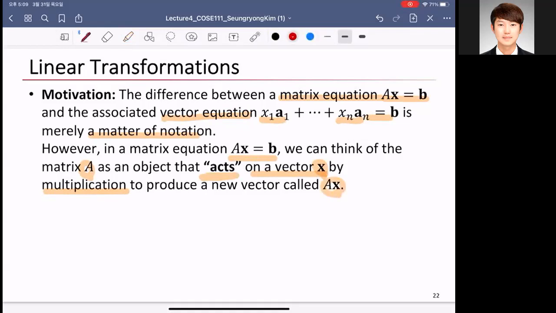In other words, in matrixification Ax = b, we can think of this matrix A as some kind of transformation that acts on vector x to produce the new vector Ax, something like this. This is a kind of transformation. From now on, we will consider this Ax as a transformation of x by matrix A.